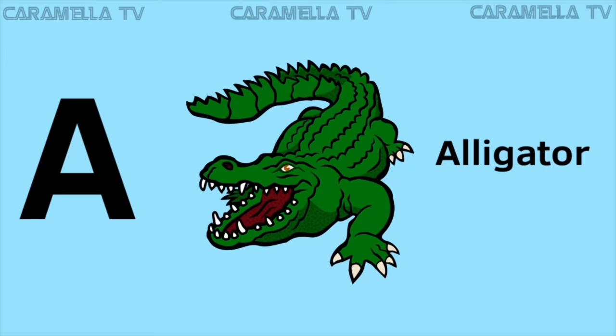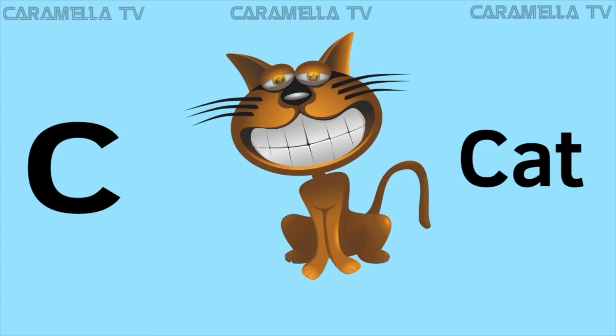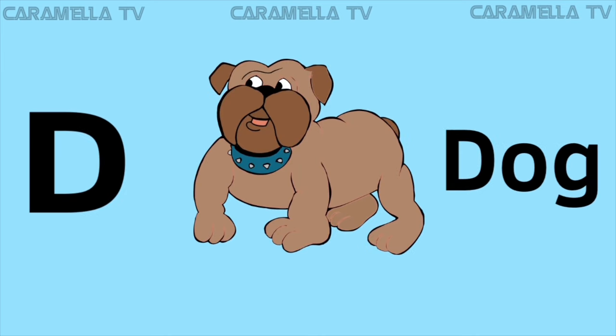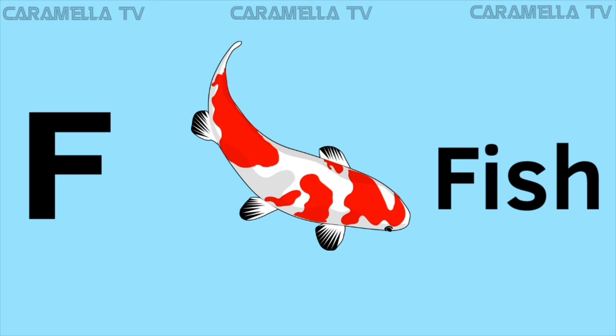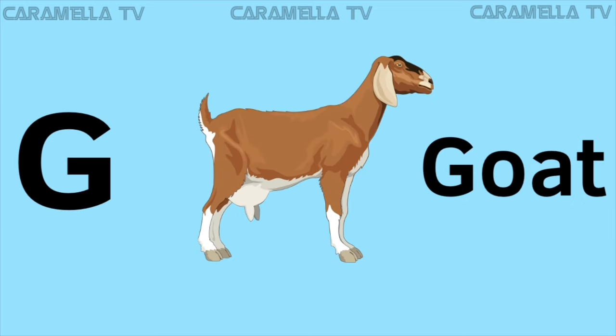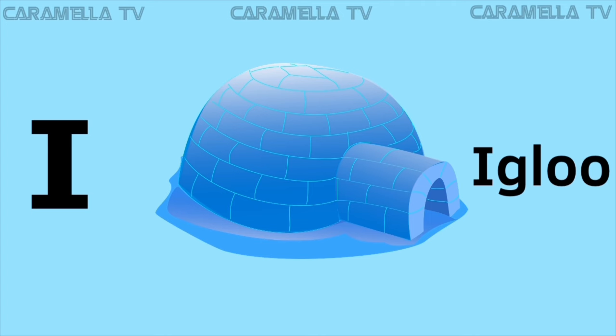A, alligator. B, bike. C, cat. D, dog. E, eye. F, fish. G, goat. H, head. I, igloo.